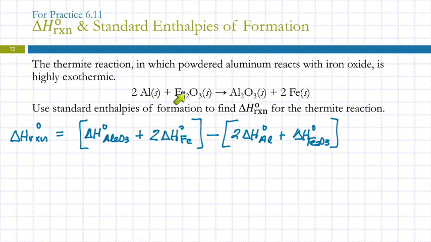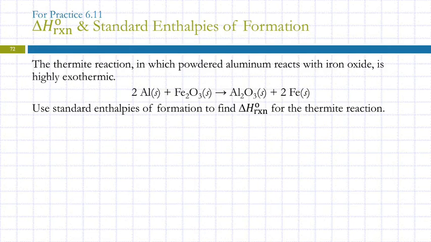So 2 times the aluminum plus the Fe2O3. Now, before you go looking up heats of formation, are any of these 0? Yes. Which ones are 0? The aluminum, right? So aluminum, that's an element in its standard state. So that's just 0. And what's the other one? The iron. This is also an element in its standard state. So that one's also 0. So that simplifies things a bit. So we need the heat of formation for Al2O3 and Fe2O3.